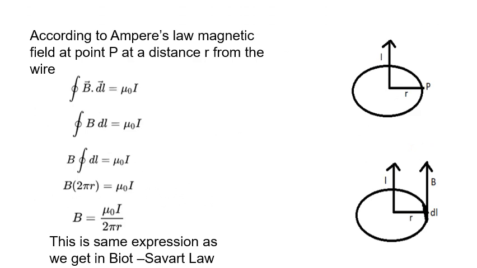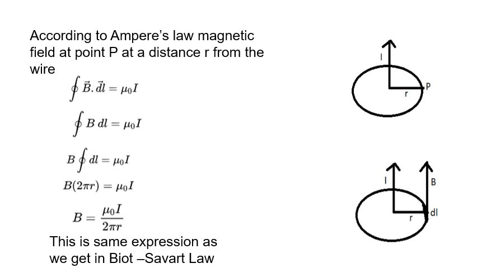According to Ampere's circuital law, for the magnetic field at point P at a distance r from the wire, closed integral of vector B dot vector dl equals mu naught I. Now in place of vector B dot vector dl, we will write B dl, as we know the angle between vector B and vector dl is 0. So closed integral of B dl equals mu naught I.